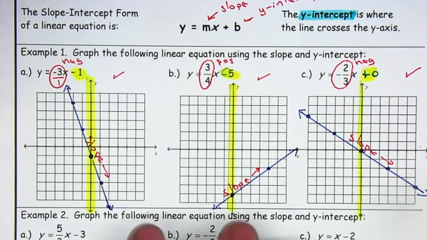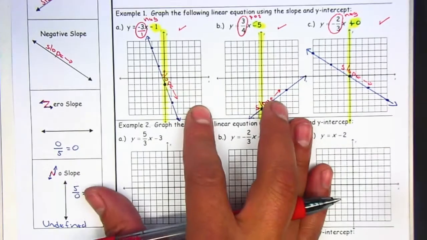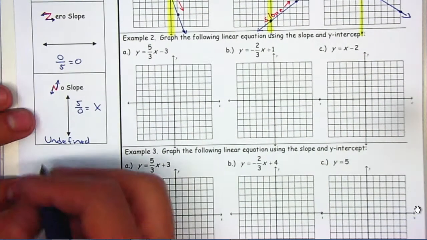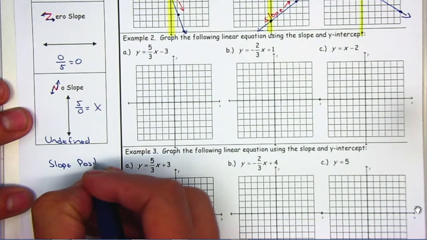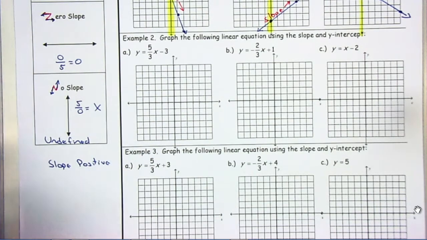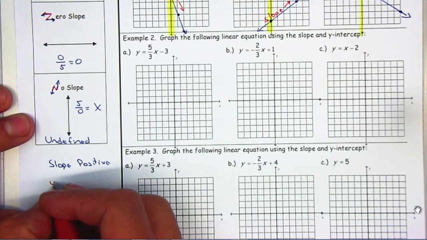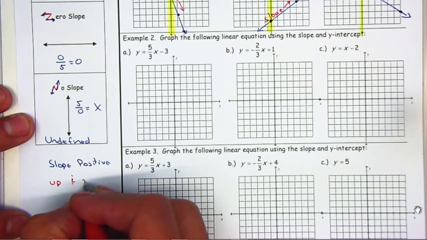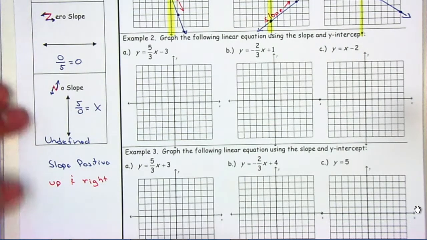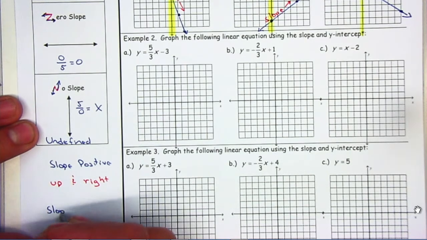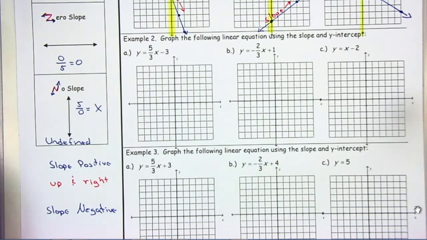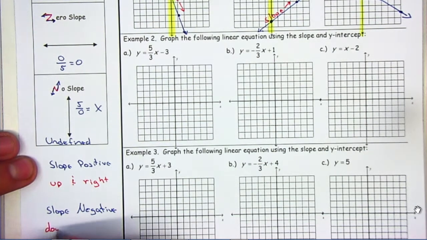We're going to continue to problem number 2, but let's go and write down on the left hand side. If your slope is positive, we're going to go up and to the right. If your slope is negative, we're going to go down and to the right.